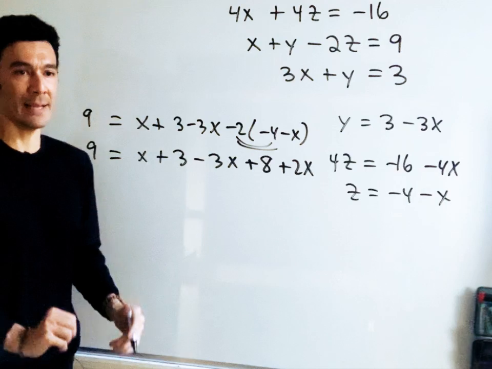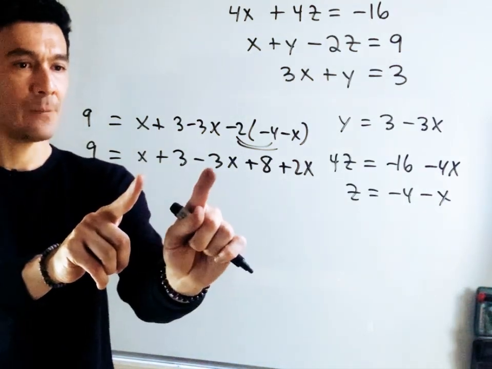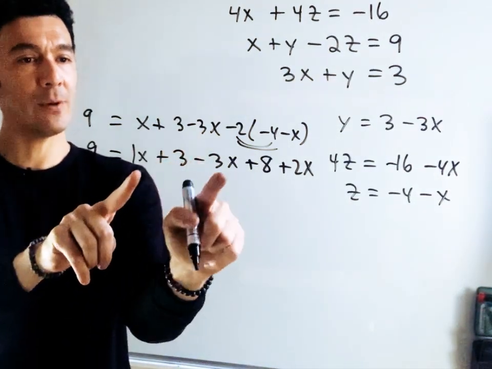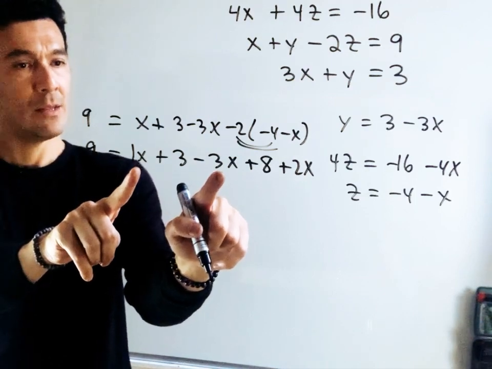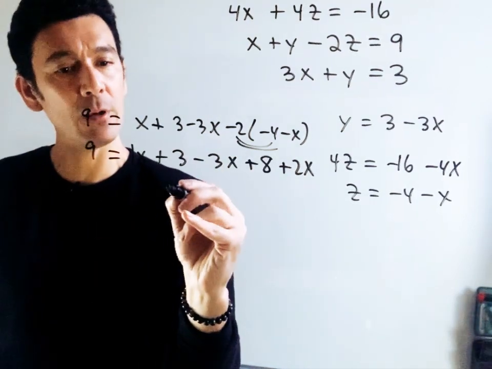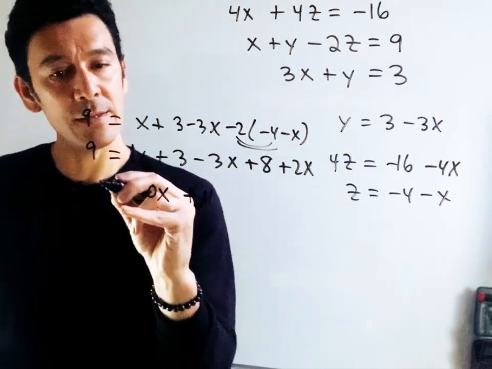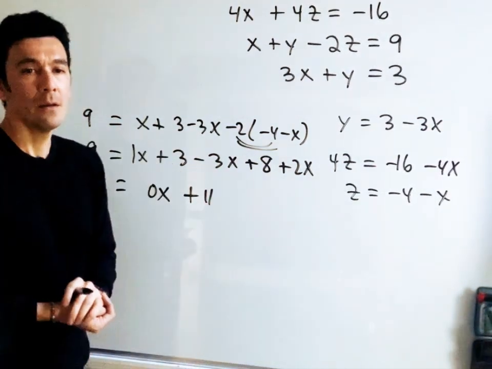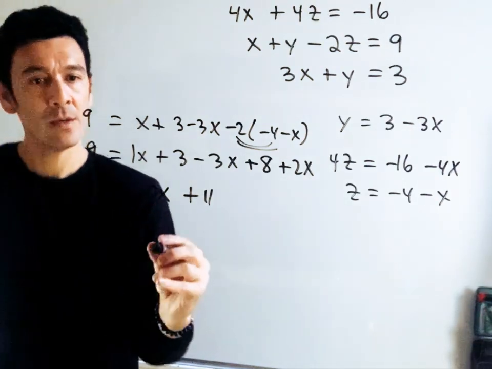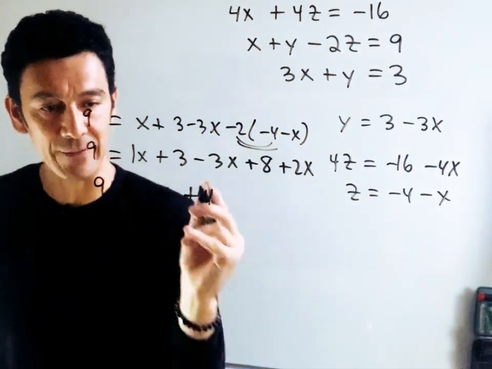And why don't you combine like terms? 1x, negative 3x, that would give us negative 2x. Negative 2x plus 2x would be 0x. 3 plus 8 is 11. And on the other side, you have 9. 0x disappears, so you have 9 equals 11.